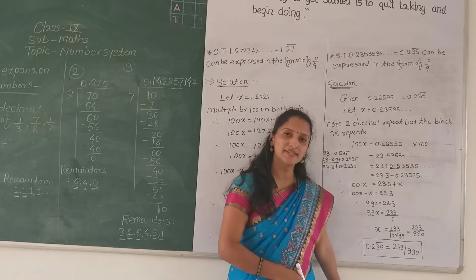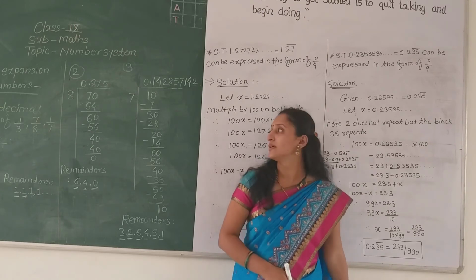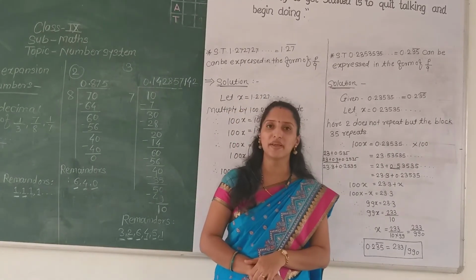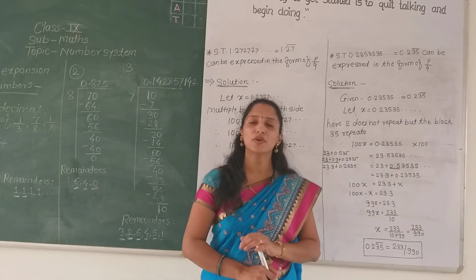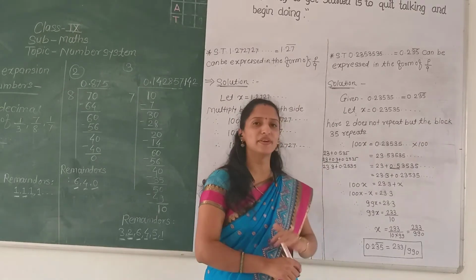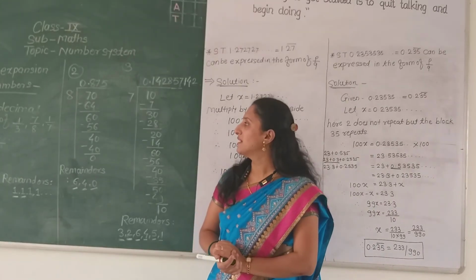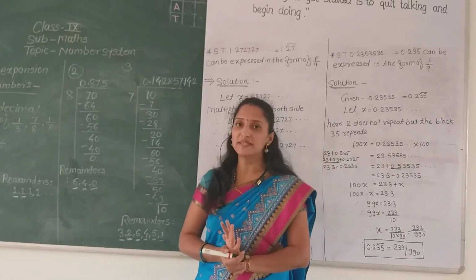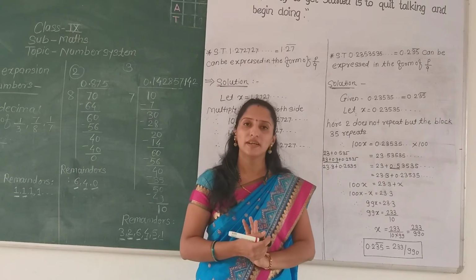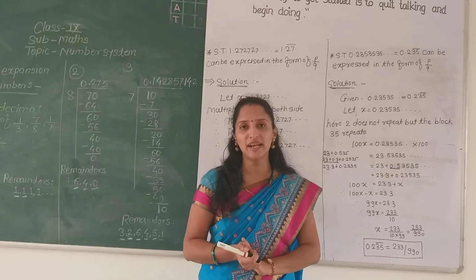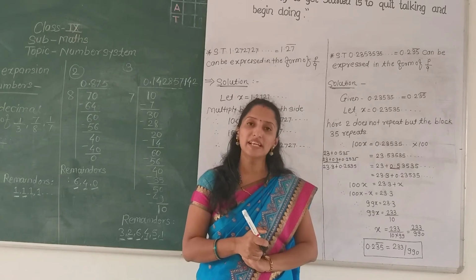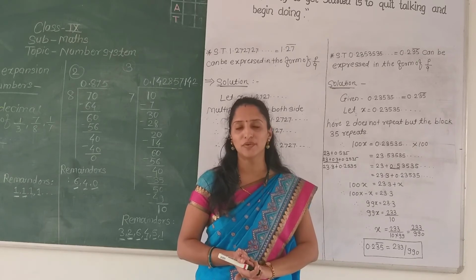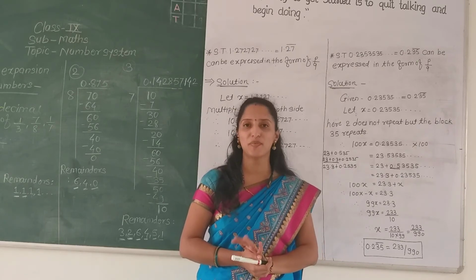So we can express this number in the form of p upon q. Okay students, do you understand this? So in this session, decimal expansion of real numbers, we have seen some examples of decimal expansions. You have to watch this video carefully and write all the examples in your notebook. In this session we have learned that decimal expansion of real numbers is terminating or non-terminating recurring, and decimal expansion of irrational numbers is non-terminating and non-recurring. Students, remember this, this is very important.